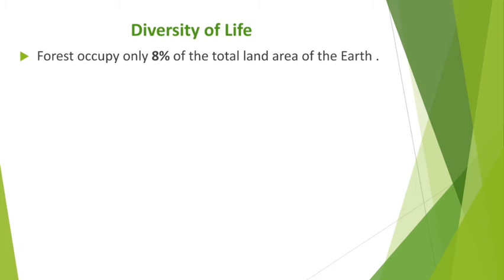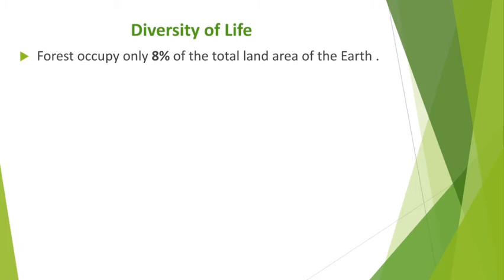Then my dear student, it is said that forests occupy only 8% of the total land area of the earth. We know that three-fourths of our earth is covered with water. That means out of 4 parts, 3 parts are water and 1 part is land. So out of that 1 part of land, 8% is covered by forest.